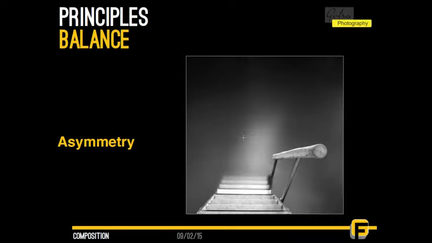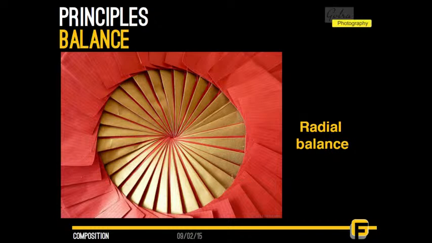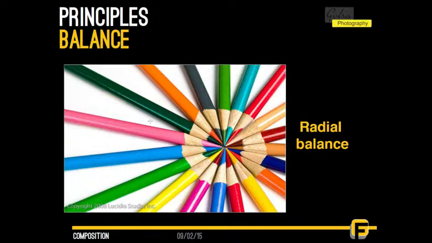Now here, if I have something like this, I can balance it with something unique but contrasting with this, like here. Radial balance is what? It's a balance around something, going in a circular direction. This is a radial balance going in a circle. Here as well is a radial balance.